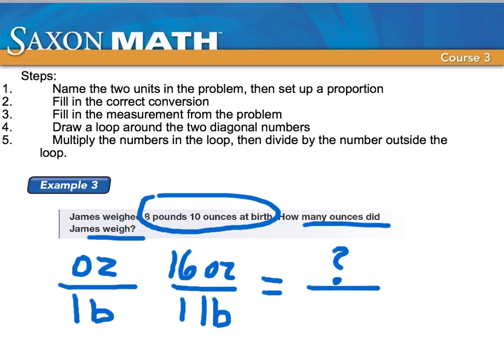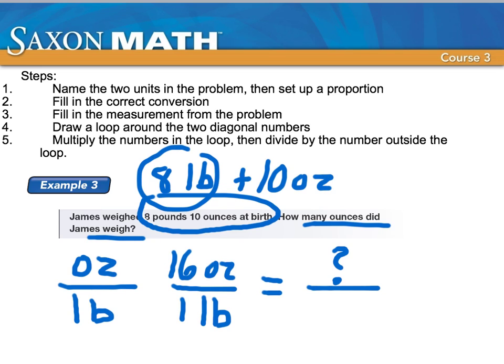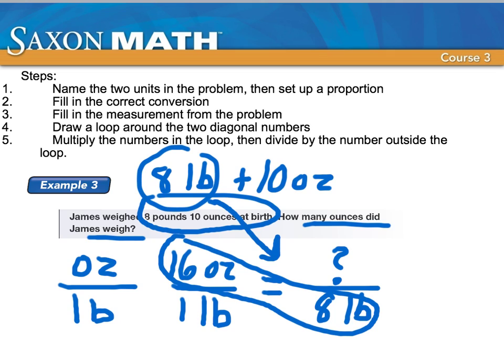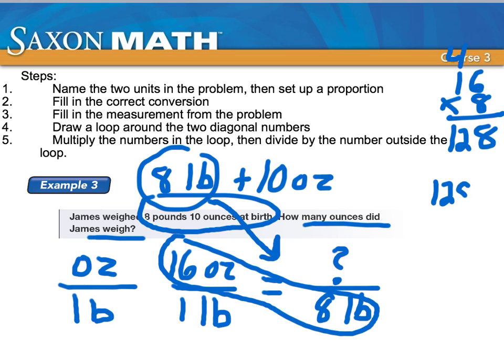Well, we can think of this as 8 pounds plus 10 ounces. So I've got to take this 8 pounds and convert it into ounces. So I'm going to put 8 pounds down here, because I've got to figure out how many ounces are in 8 pounds. So I'm going to draw my little loop-de-loop. I'm going to take 16 times 8, because I know we multiply what's in the loop. 6 times 8 is 48. I'm going to carry my 4, sorry. 8 times 1 is 8, plus 4 is 12. So that's 128. Then I divide by the outside number, divide by 1, it's still 128 ounces.